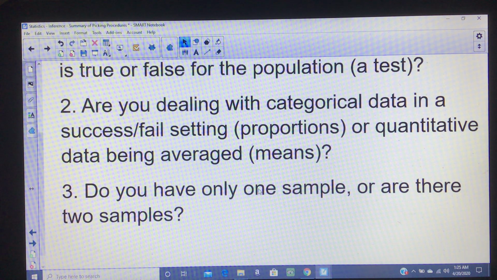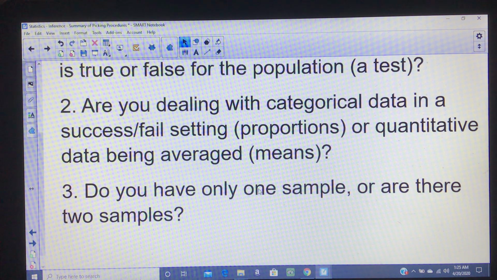Or is the data quantitative in nature, something that's somewhat continuous, or you have lots of data that has lots of different varying values, and they're asking for some kind of average or expected value overall? That would be means. So once again, you're asking yourself, is it categorical or is it quantitative? If it's categorical, it's going to be a proportions inference procedure. If it's quantitative, it's going to be a means inference procedure.